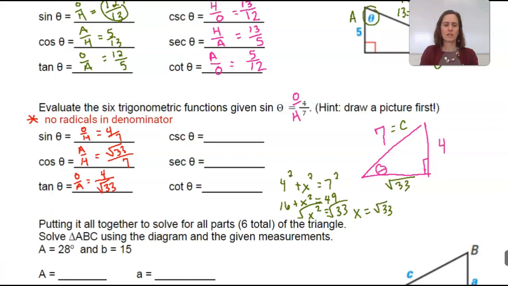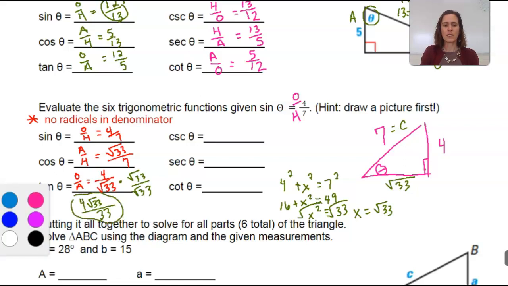rationalize it. So I'm going to multiply both the numerator and denominator by that square root of 33. So we get 4 square root of 33 all over 33. Because square root of 33 times square root of 33 is going to be a perfect square under the square root, which essentially the radicals cancel each other out, so you're left with just 33. So this is the answer for tangent of theta.